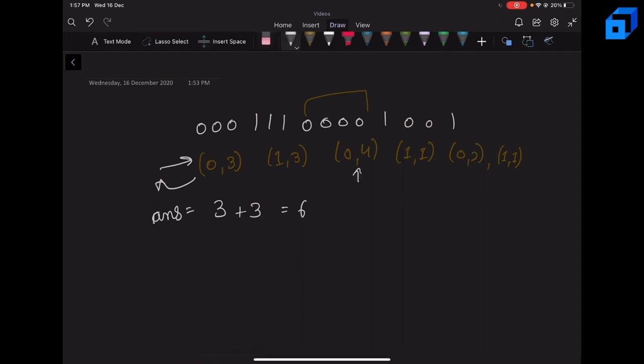Now we have 4 zeros. So we will flip this substring, so we get 4. Now let's look at the number of ones to the left. We have 3 ones to the left and we have one 1 to the right. So 4 plus 3 plus 1, which is 8. So now we update our answer as 8.